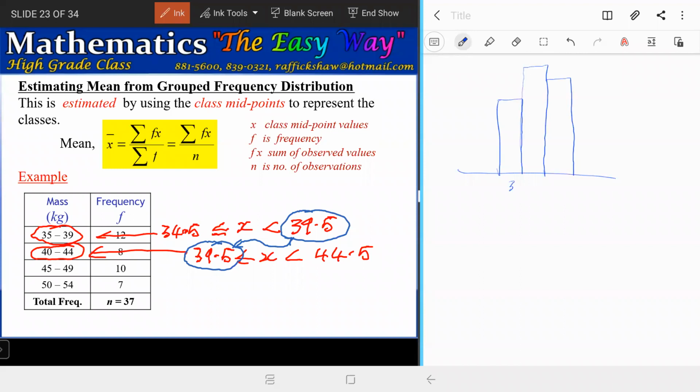So if this was 39.5, that is the boundary of the first group and the second group. Understand that? Yes, sir. All right.